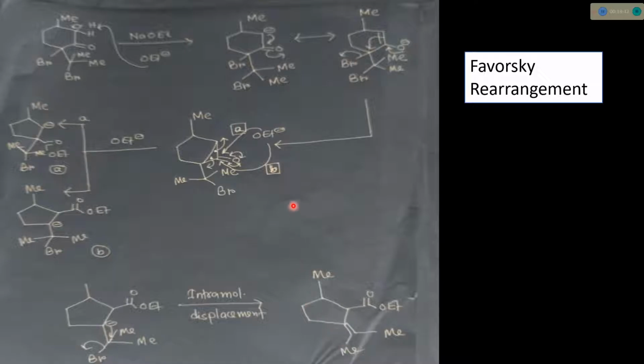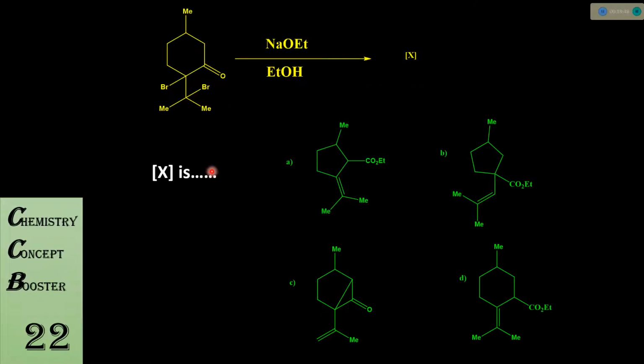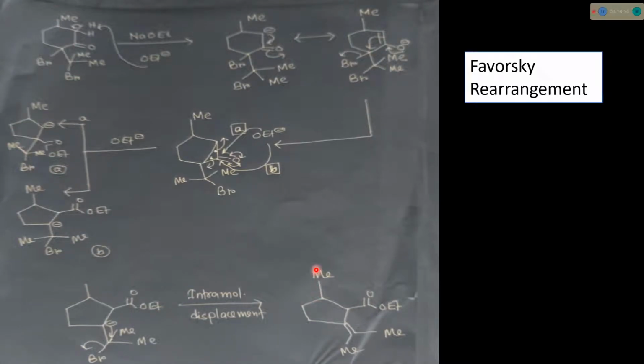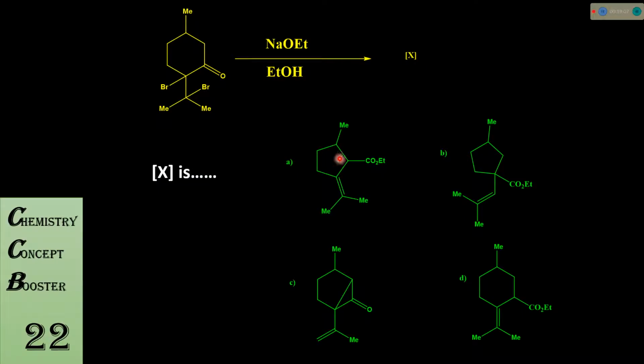So for this reaction, question number 22, see the product: a 5-member ring, with a methyl, adjacent a carbon with COOEt, and that carbon adjacent to the COOEt contains a double bond, an exocyclic double bond. So adjacent to that COOEt carbon is the exocyclic double bond. So this is the correct option for this kind of product.